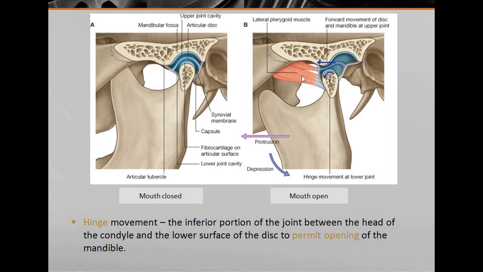So the lateral pterygoid helps in depression of the mandible. This muscle is the lateral pterygoid. So this moves, and there is also forward movement of the disc and the mandible at the upper joint, or the upper compartment. This articular disc divides the joint cavity into an upper joint cavity and a lower joint cavity.